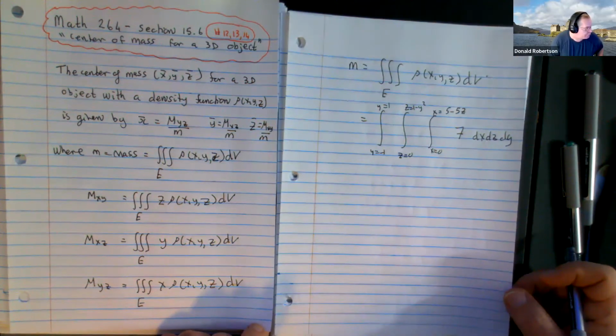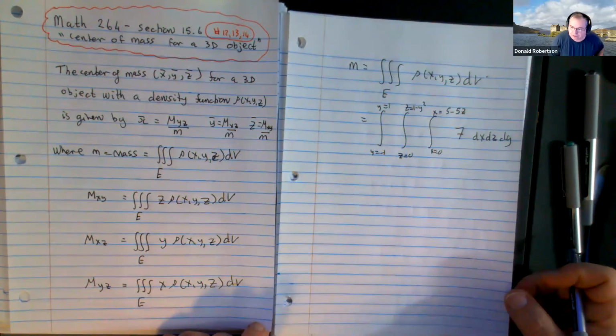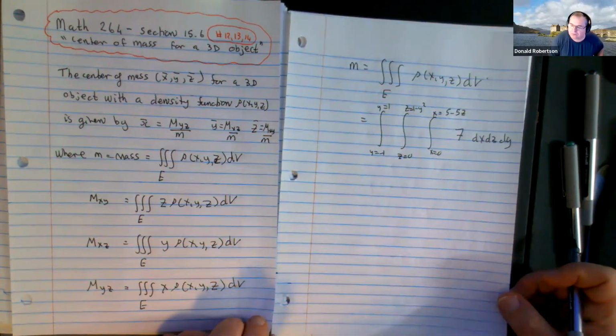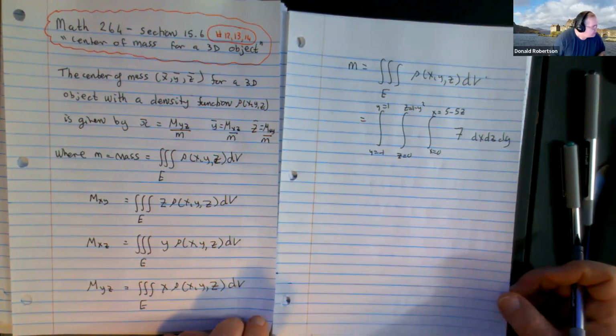Any questions before we leave this and move on to what are called cylindrical coordinate systems? Next up is section 15.7.